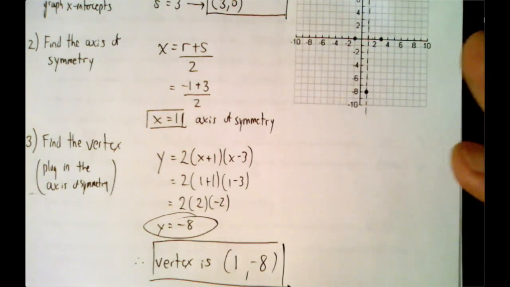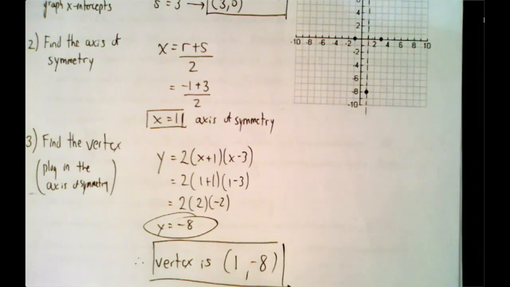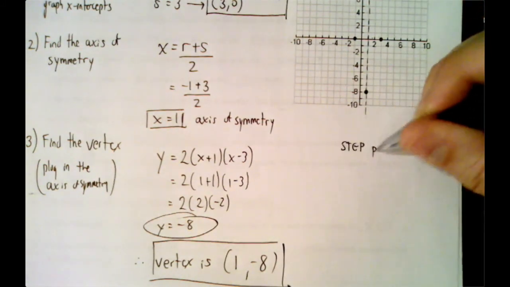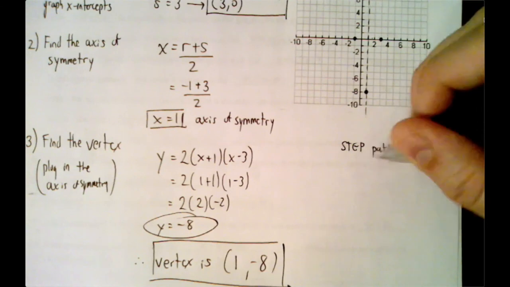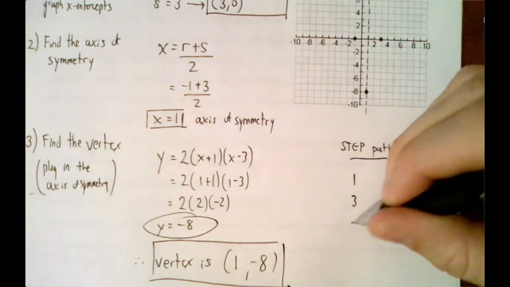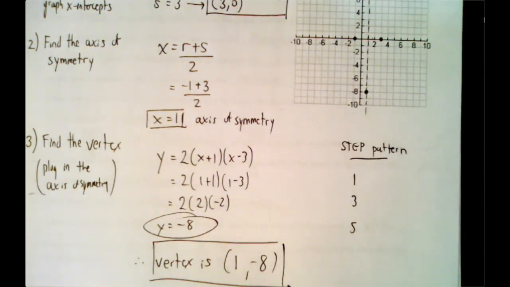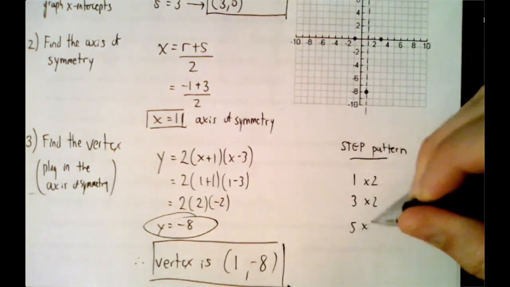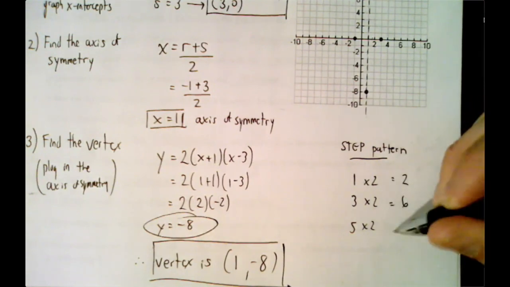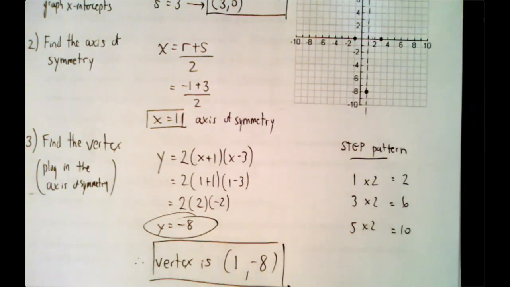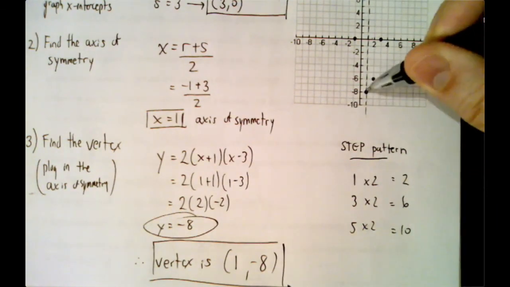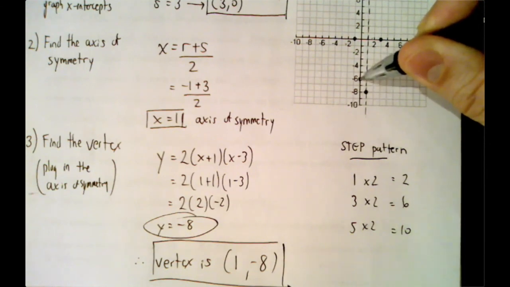Now, not entirely necessary, but if you want a few more points, you can use the step pattern. If you remember the step pattern, the step pattern is usually 1, 3, 5, but our a value is 2. So our step should be twice as big: 2, 6, 10. So now that we know the vertex, we can go over 1, up 2, and that would give us another point. Over 1, up 2, another point.